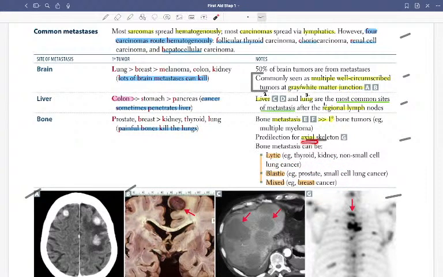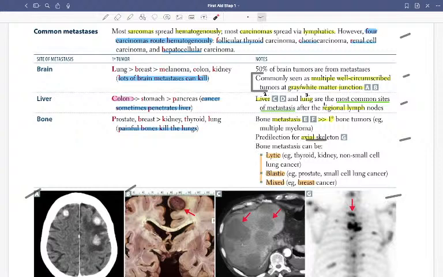Bone metastasis mainly has predilection for the axial skeleton. Mainly from prostate. Next is breast, kidney, thyroid, lung. Painful bones kill the lungs. Axial skeletal bone metastasis: bone metastasis is more common than the primary tumor itself, and multiple myeloma is the most common primary.